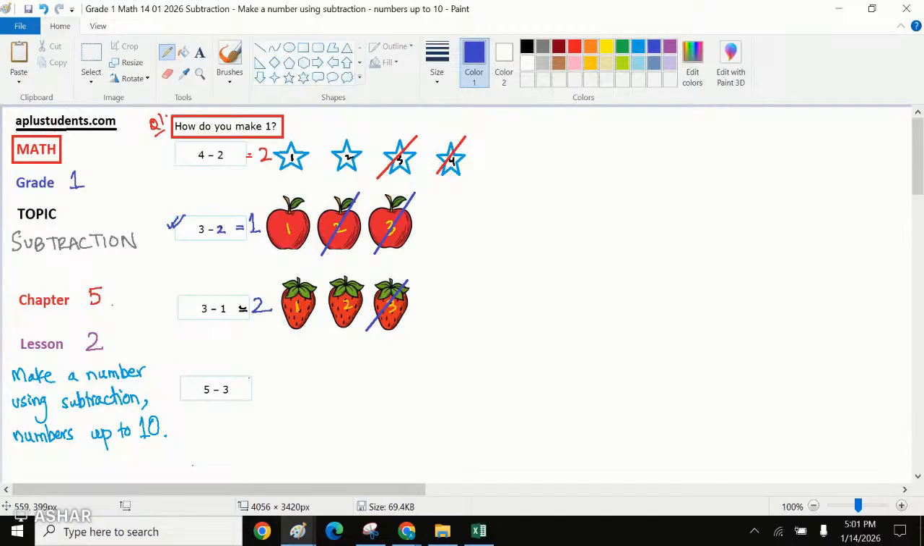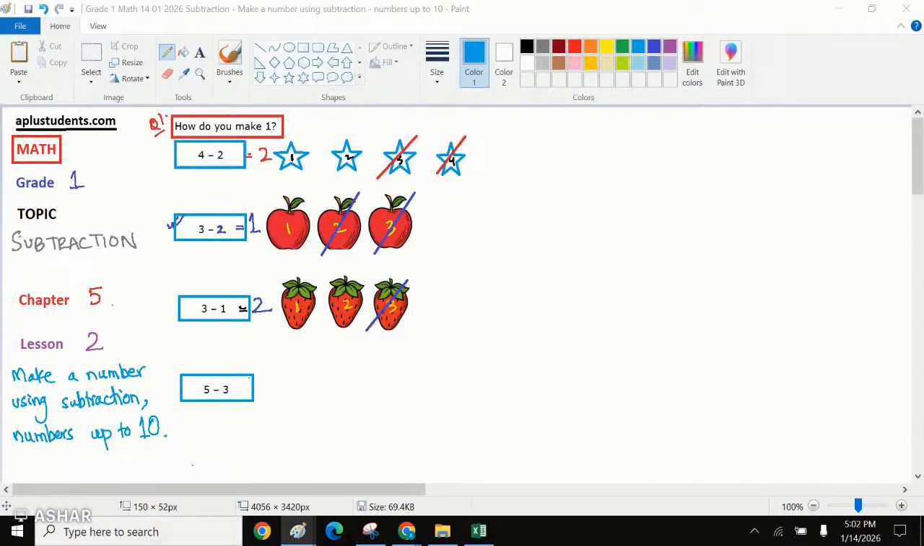Okay, so we have 4 options over here. These are the 4 options given to us. First, second, third, and the fourth, right? Out of these 4 options, we need to see how to make 1. So 4 minus 2 would be 2, right? We showed it over here with the stars. 3 minus 2 with the apples: we had 3 apples, if we ate 2, we are left with 1. Then we had 3 minus 1. That means if we had 3 strawberries, we ate 1, we would be left with 2. Thank you so much, Princely. What about 5 minus 3?